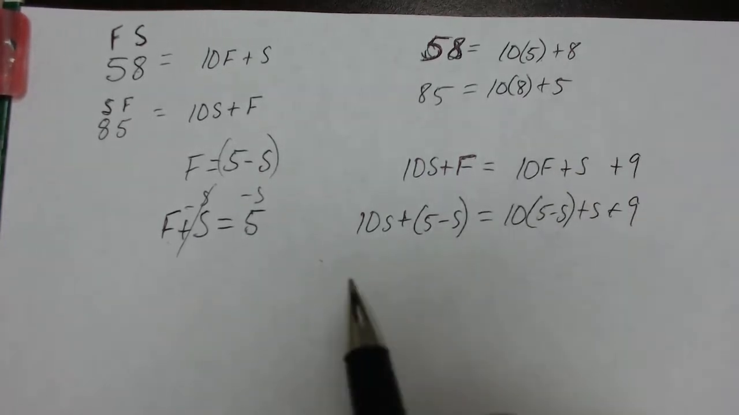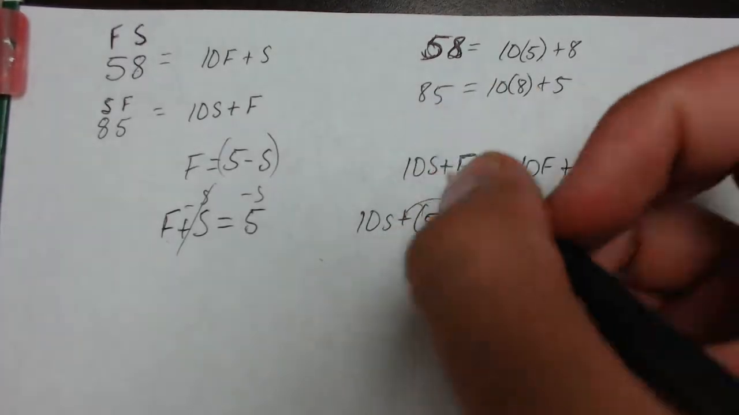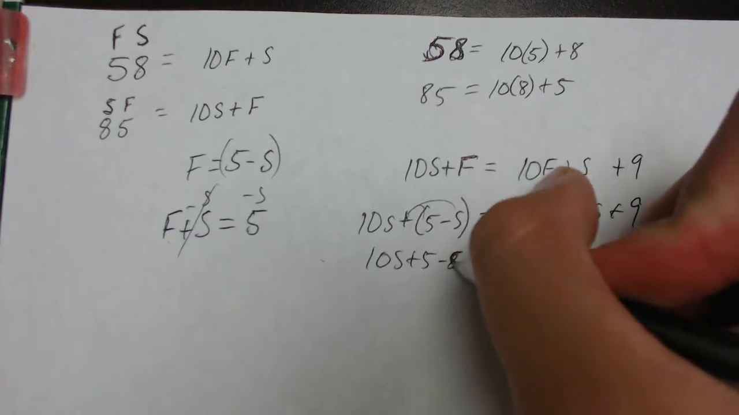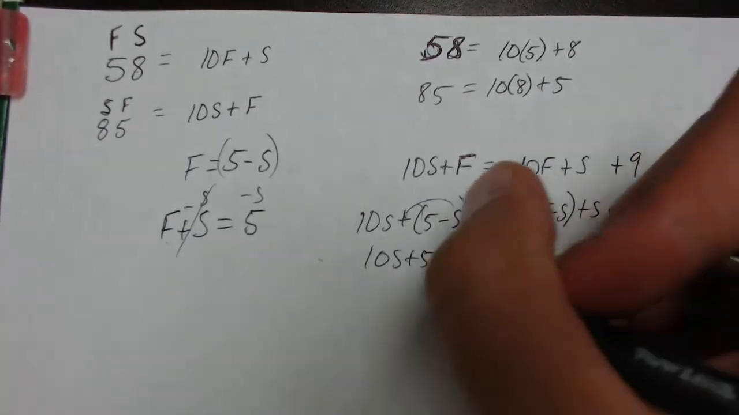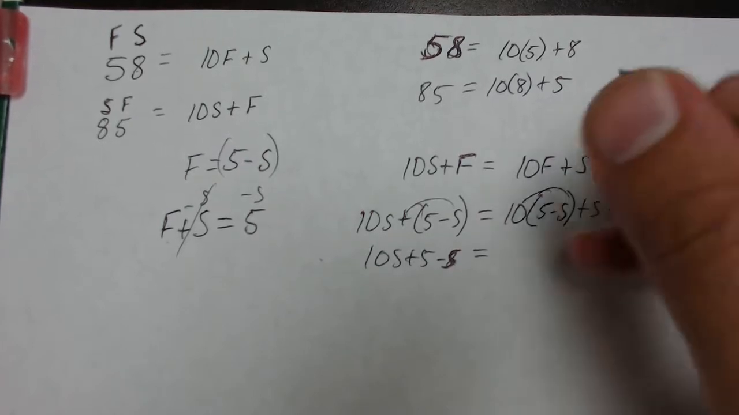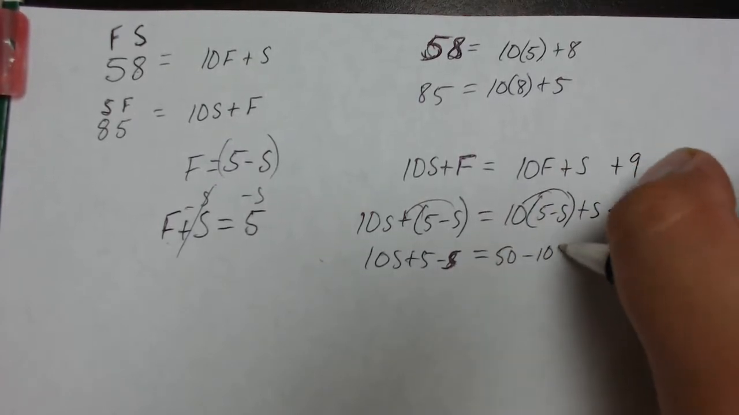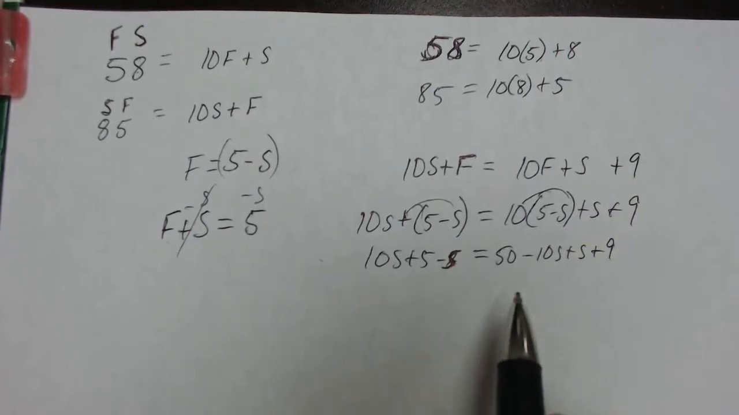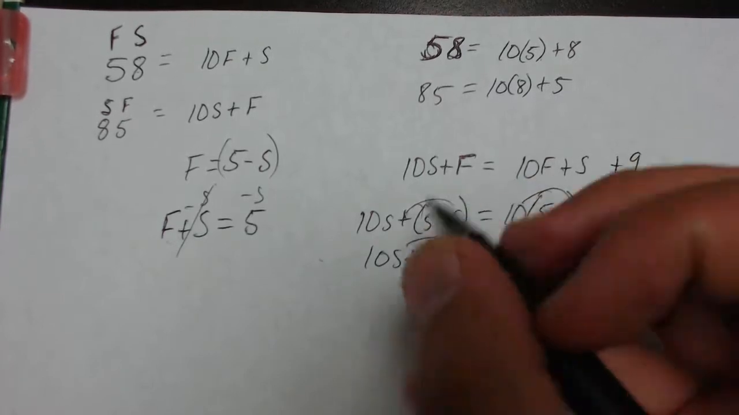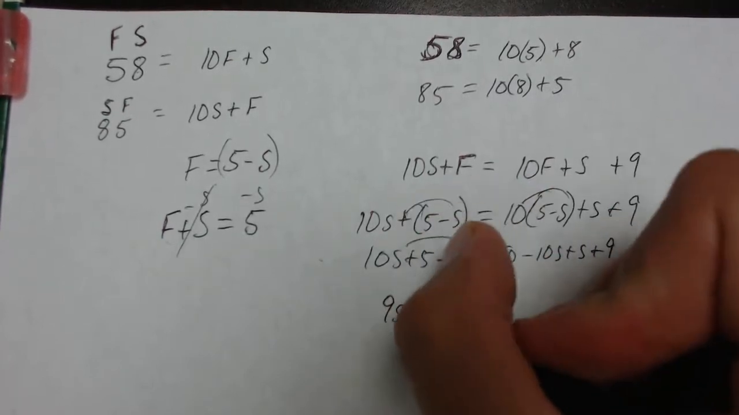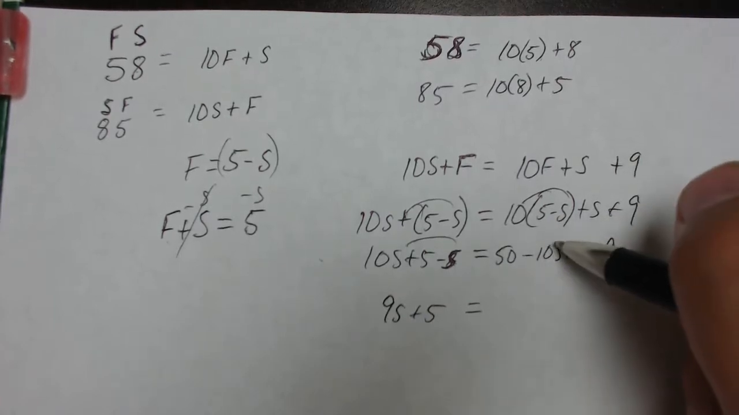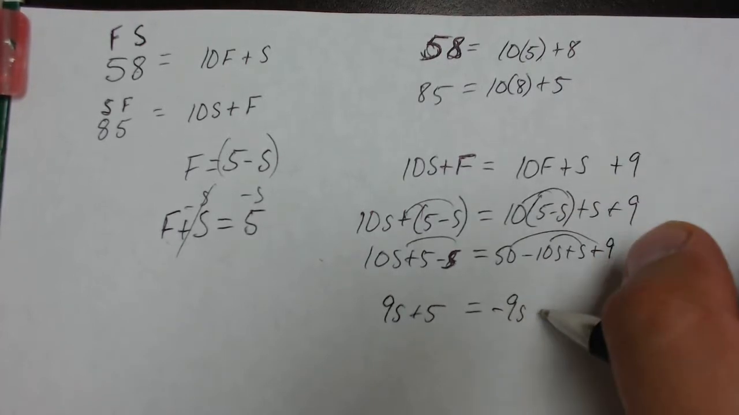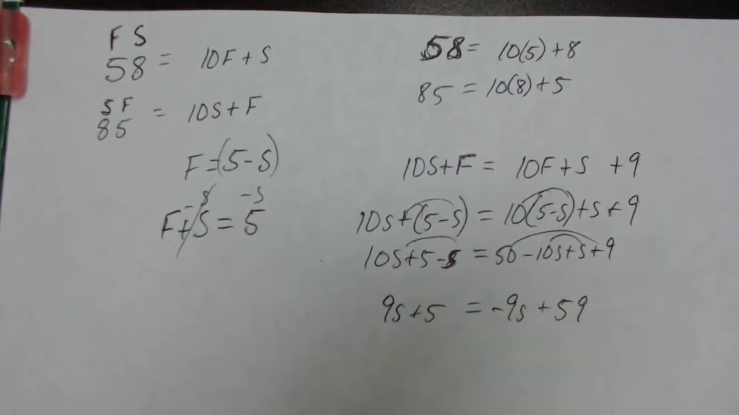Okay, so let's distribute. We'll distribute the positive. That just becomes 10s plus 5 minus s. Minus s, so that doesn't change any signs. We distribute this 10. We get 50 minus 10s plus s plus 9. And now we've got some like terms that we can combine. This 10s and this negative s combine to become 9s plus 5. This negative 10s and this s become negative 9s. And then 50 and 9 combine to be positive 59.